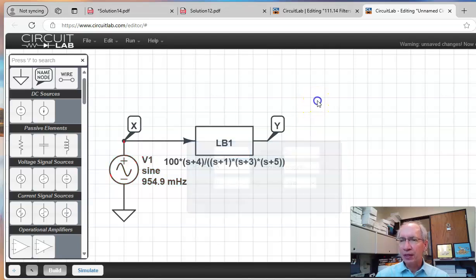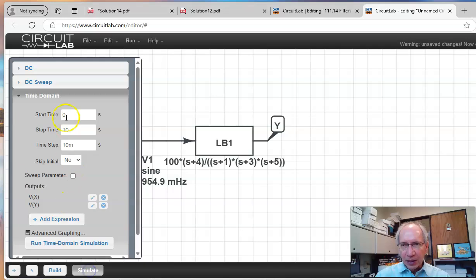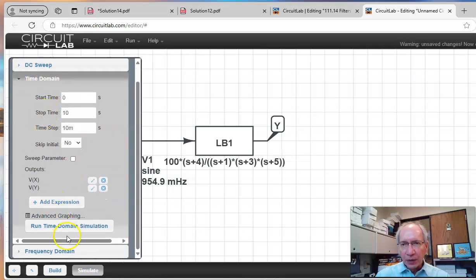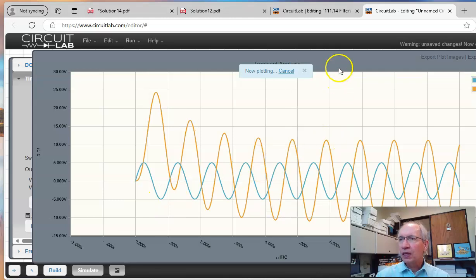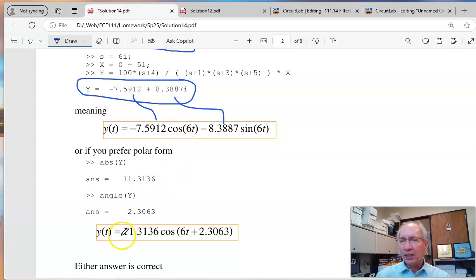Amplitude is 5. If I simulate, here I've got to go under time domain. Let's run it for 10 cycles, 10 milliseconds, 1,000 times smaller. Run it. Here's what I get. So there's the transient. I want to get to steady state. Here's the output. The output is 11.13 volts. What I calculated is 11.31 volts. Basically the same thing.